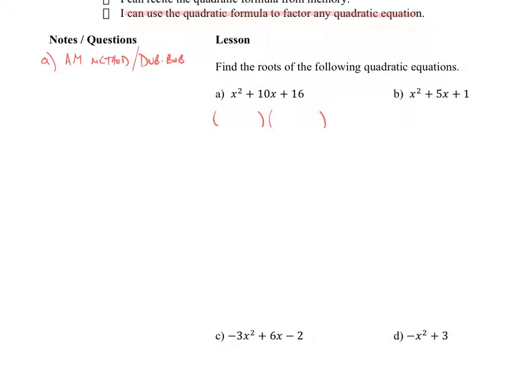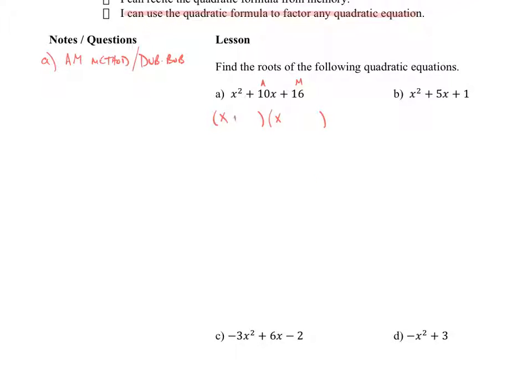All right, so what we're looking for here is numbers that add to 10 and multiply to 16. So we got to find those two numbers. Two numbers that add to 10, multiply to 16. So what are some numbers that multiply to 16? We could have 4 times 4. All right, but 4 plus 4 isn't 10. We could have 16 times 1. 16 plus 1 is not 10. But if we do 8 times 2, 8 plus 2 is 10.